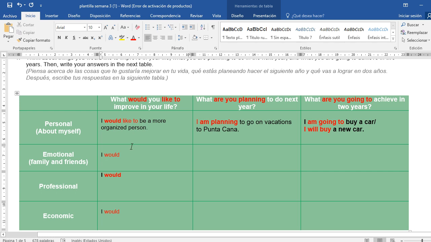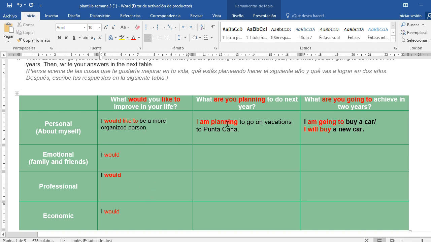Para que por favor no solo me anotes be a more organized person sin que me anotes esta parte, porque entonces eso yo lo penalizo. Recuerda, ¿por qué lo penalizo? Pues porque esta semana es lo que estamos estudiando.